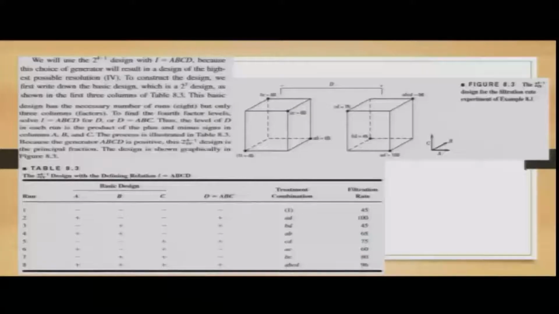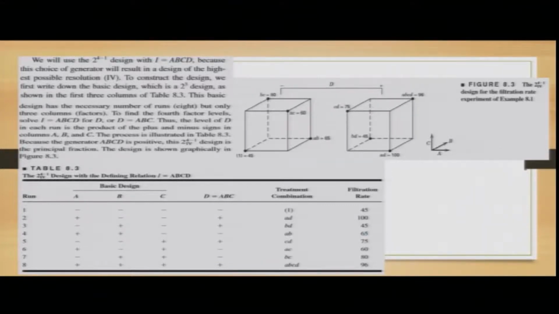So, now we will use the design of 2 to the power 4 minus 1, because the choice of the generator would result in the design of the highest possible resolution, which would be the resolution of Roman numeral 4. To construct the design, we first write down the basic design, which has 2 to the power 4 minus 1, which is 2 to the power 3 design factors, as shown in the first 3 columns. This basic design has the necessary number of runs, which is 8 in number, but only 3 column factors are there.